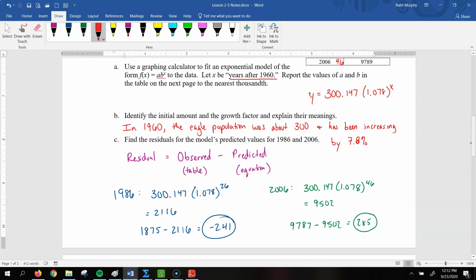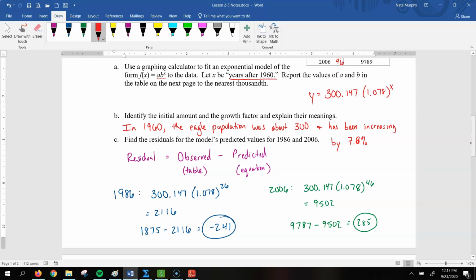So the way that we can interpret that is that there were 241 fewer eagles than what we predicted. Okay, so that's a bad thing, because our predicted value was more than what actually happened. And in this scenario with the number of eagles, that's not a good situation.